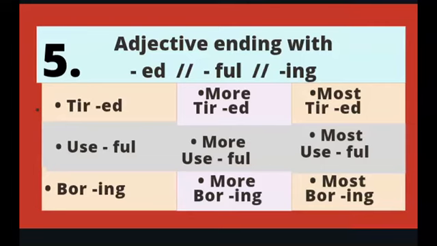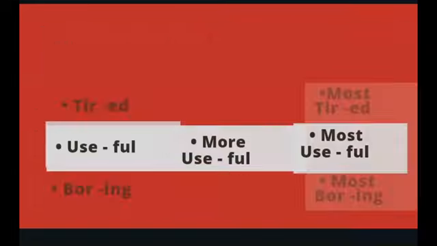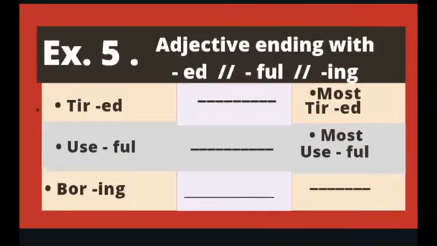So most tired. So in the second example, ending with ful, useful. Again, add more to get comparative degree and most to get the superlative. So useful will be more useful, most useful. Similarly, boring ending with ing. So here to get the comparative, you need to add more and superlative most. So boring, more boring, most boring. Quickly go through this particular chart for rule number 5 and let's do the exercise.